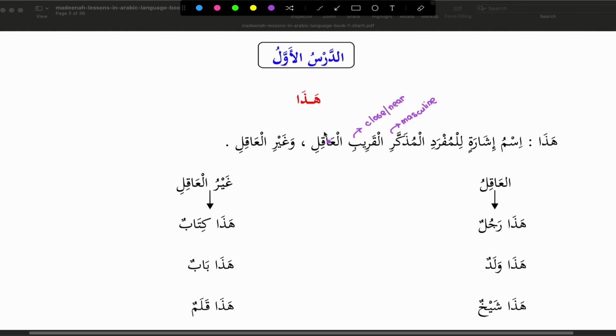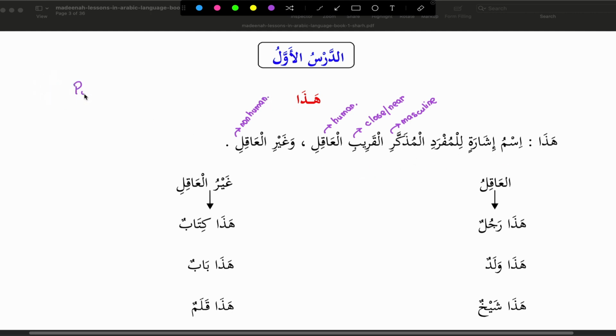And al-aqil means, let's just say, human. Okay, someone who has an aql, intellect. Okay, human. Wa ghayril aqil, and non-intellect. So just for understanding, we just say it as non-human. So together, what does it mean? I'll just explain it here.